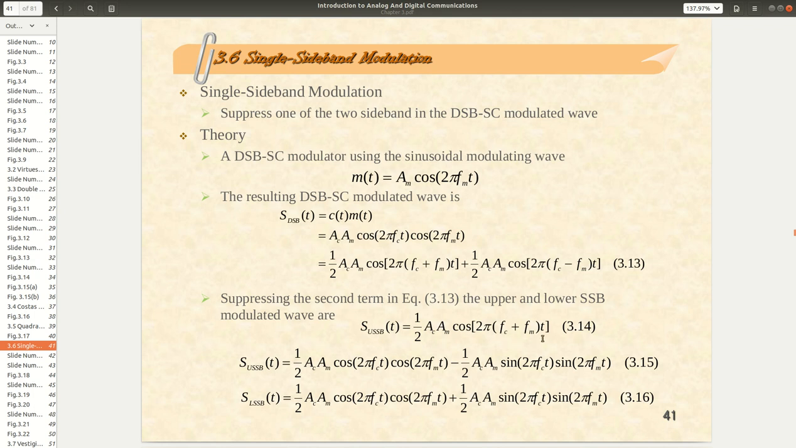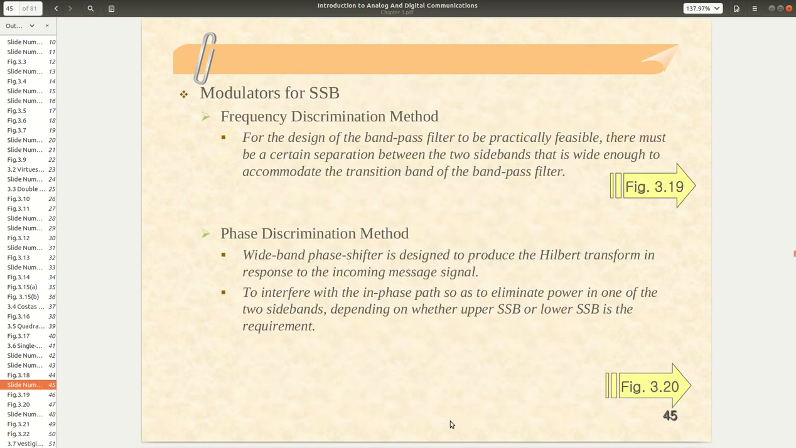The signal is cosine cosine sine sine, so cosine fc t cosine fm t minus sine fc t sine fm t. This is for the upper sideband. For the lower, here you make the minus positive, cosine cosine plus sine sine. Okay, so this is the signal that you will send if you want to send the upper sideband or the lower sideband. What is the meaning of upper or lower?